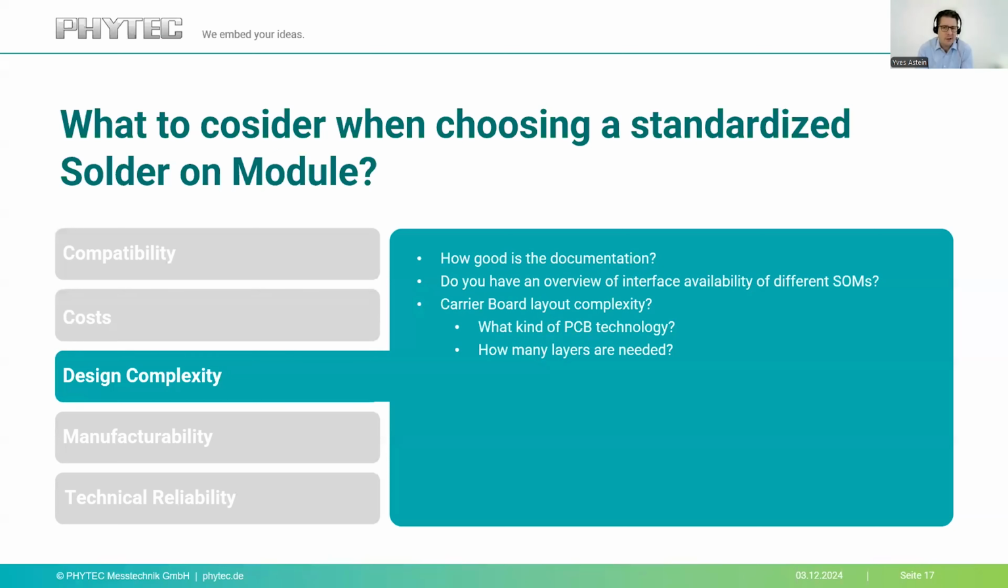Carrier board layout complexity. What kind of PCB technology do you need to support the standard? If the standard is quite complex, the footprint is complex and very tight, you might have to do a complex layout that might cause you problems later in the EMC chamber or so. And of course, how many layers do you need, which also adds to the cost of the carrier board.